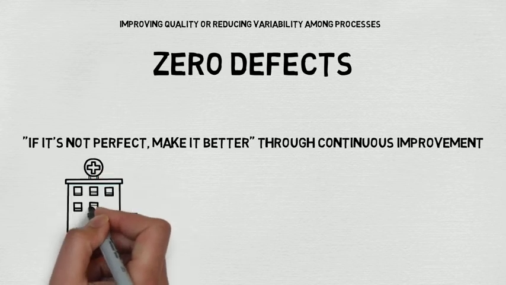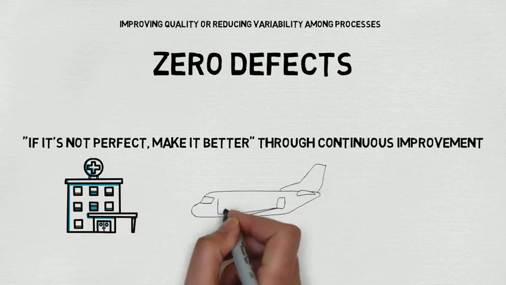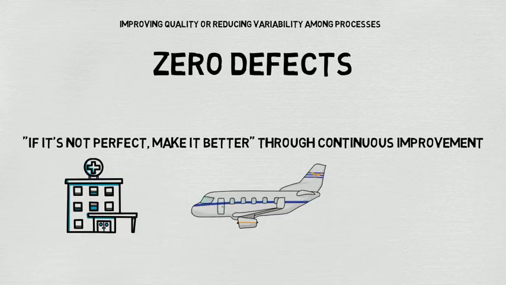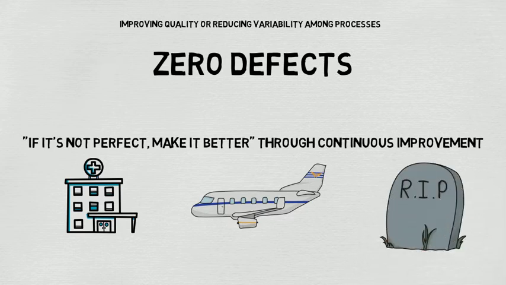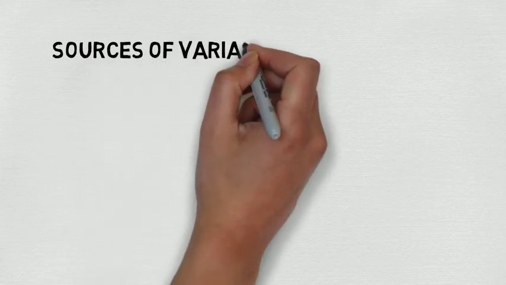For example, a hospital, humanitarian agencies, and airlines. A traditional viewpoint in these cases may mean lives are lost. There are various sources of variability that operations managers must identify and mitigate.